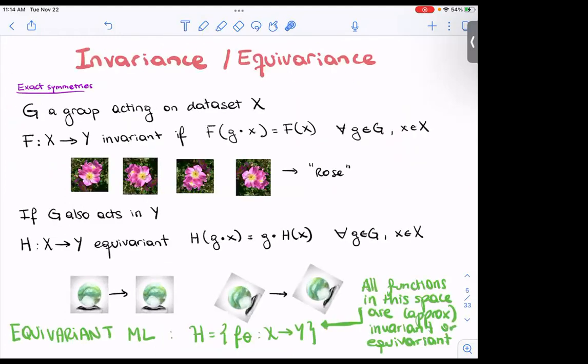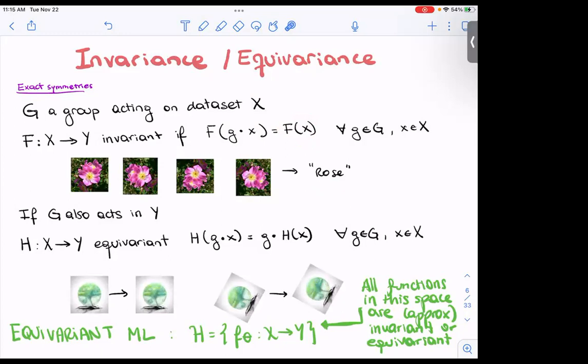Before that, I'm going to define what I mean by equivariance and invariance. And basically this refers to exact symmetries. The idea is the following. Say that I have a data set where I'm going to make my predictions, and maybe I have a group acting on that data set. For example, in this simple example, I have images, and the group that acts on the images is discrete rotations, so rotations by 90 degrees, and maybe reflections if you want. And so we say that a function f from X to Y is invariant if when I apply a group transformation to the input, the output doesn't change. So for instance, here we have this classifier that classifies all these images as roses. And if I apply a discrete rotation to the images, the classification value, which is rose, doesn't change.